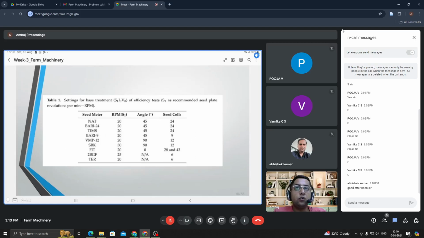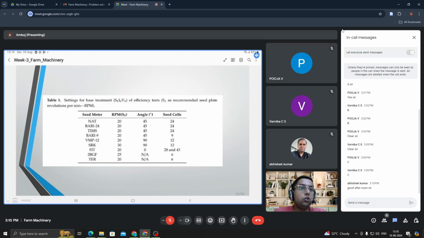Yes, seed meter is there. Then we have provided the RPM. These particular RPMs we will work with only. And then we will go for angle. Which angle is this? Angle of the plate only, which I have asked you in the question. Then seed cells are there: the number of cells on that particular inclined plate. This is mentioned here.